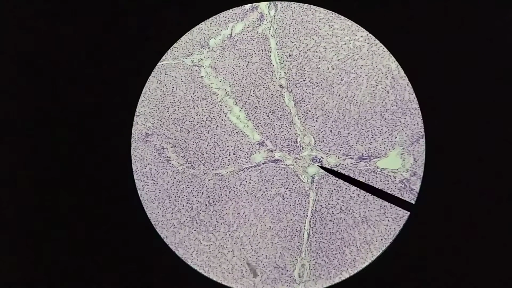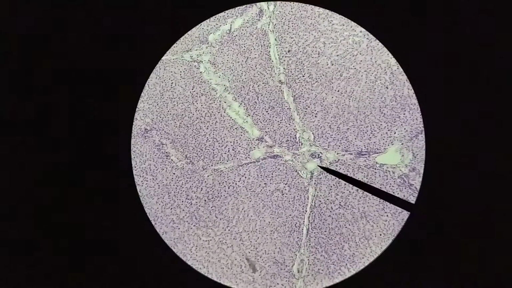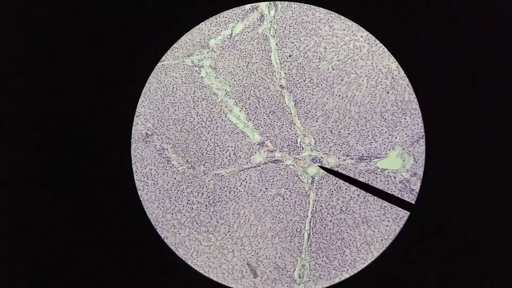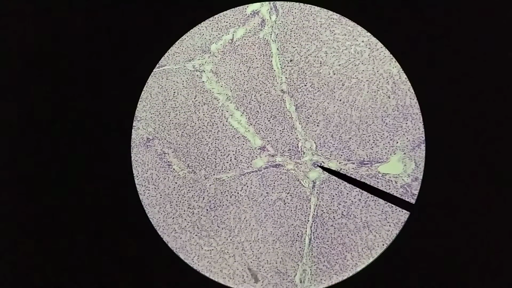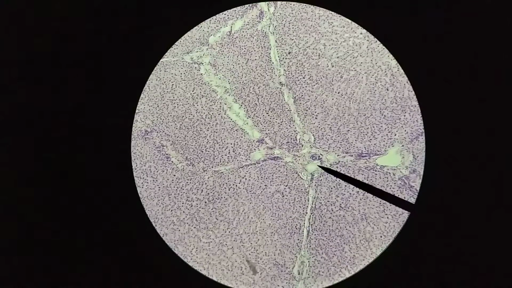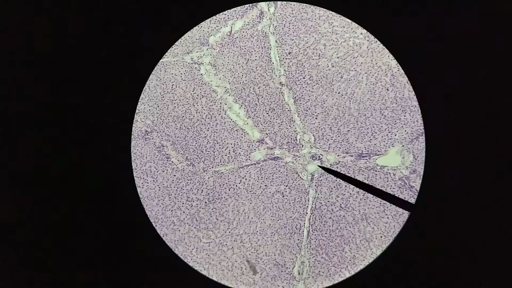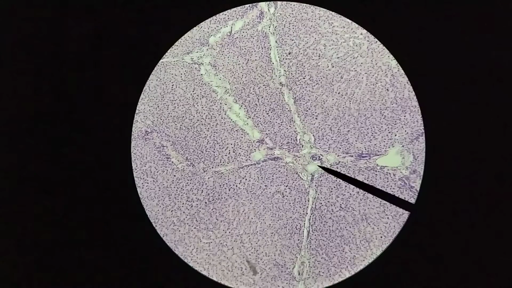A portal triad basically means that we have a hepatic artery and a portal vein, as well as a bile duct. There's a good chance that that right there is the bile duct. The bile duct would have a simple columnar or simple cuboidal epithelium, and the others would be typical blood vessels. The artery would have a relatively small lumen, a simple squamous epithelium with a bit of smooth muscle around it. The vein or venule would have a more collapsed lumen with a simple squamous endothelium. There might be some smooth muscle around it, but quite often there isn't.